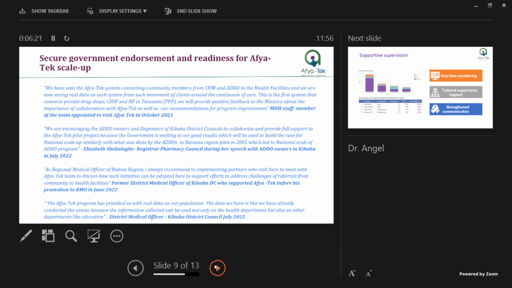Yeah, the second quote is by the registrar of the Pharmacy Council in Tanzania. I think he also very much supports the AFETEC system, and this is when she met with the other owners of the dispensers, or the drug outlet owners, trying to sensitize them and encourage them to continue using the AFETEC system, so that in future we are in a position to scale this program elsewhere.